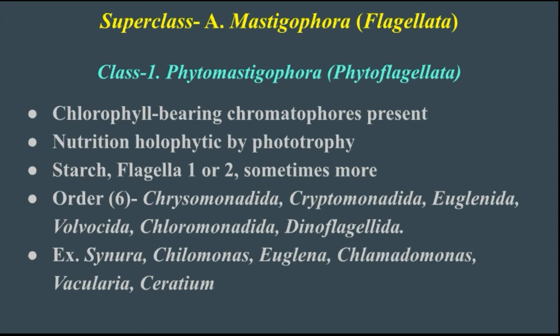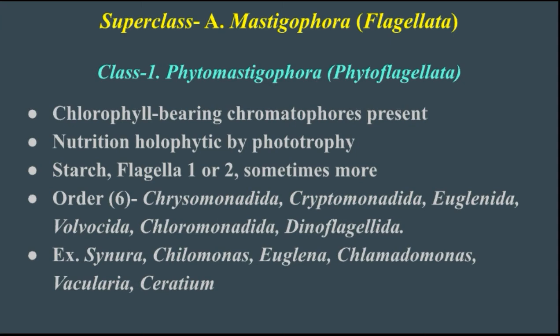Next is the nutrition, which is holophytic by phototrophy. Holophytic means they prepare their own food material with the help of photons, which we call phototrophy. It means with the help of sun rays or sunlight, they prepare their own food material. That nutrition is called holophytic by phototrophy.